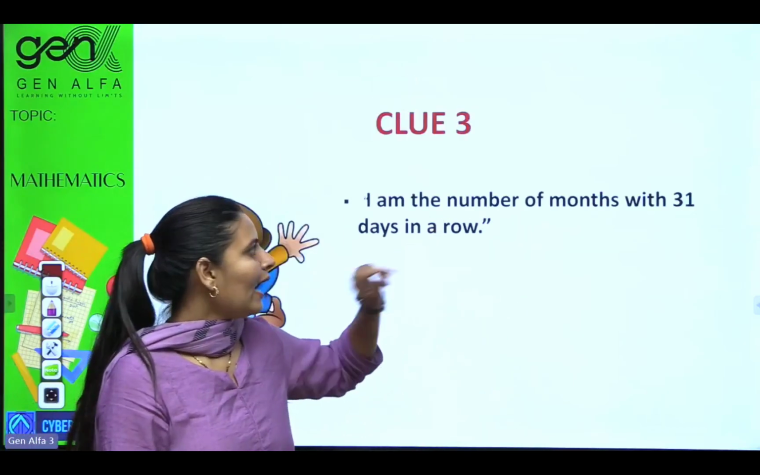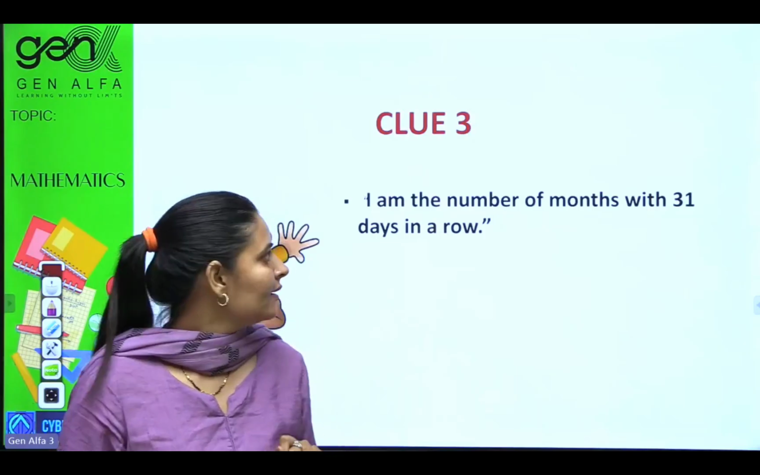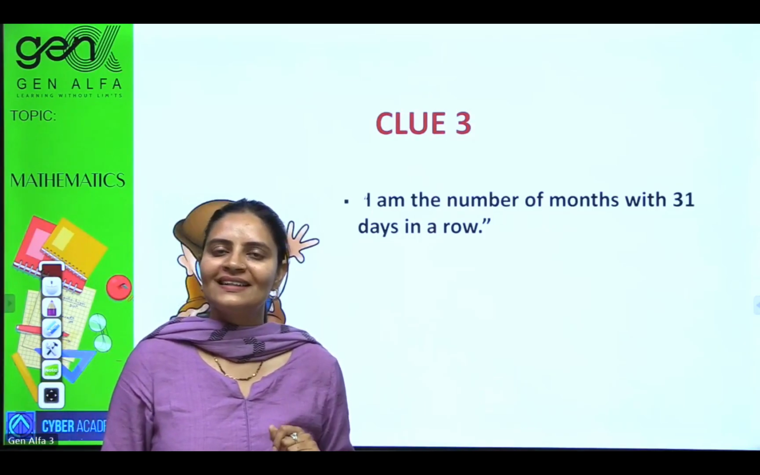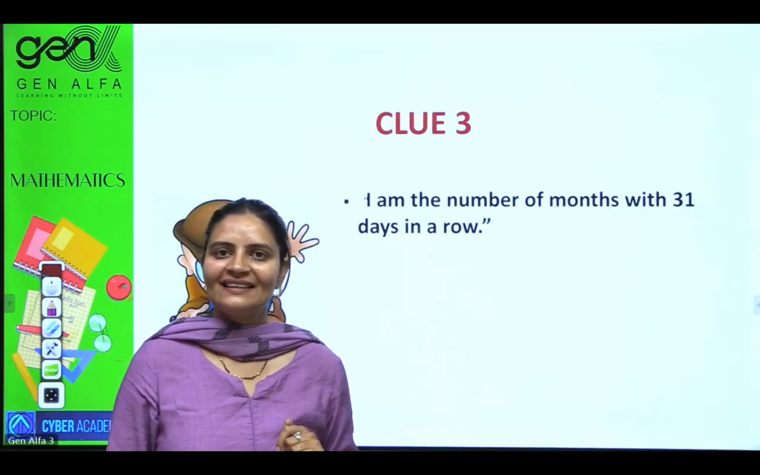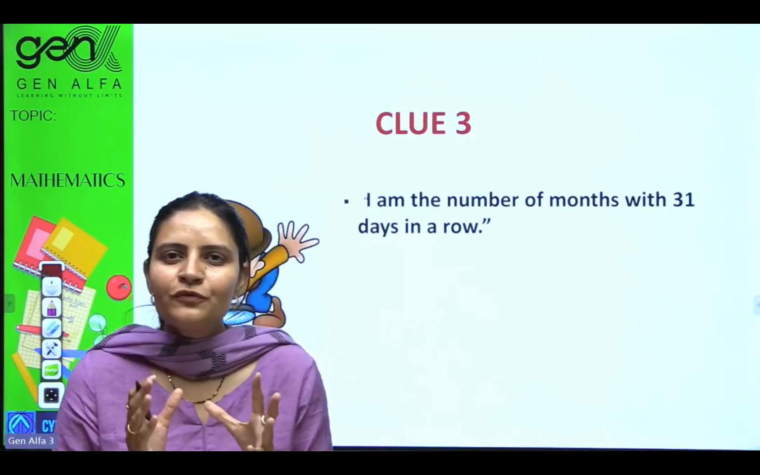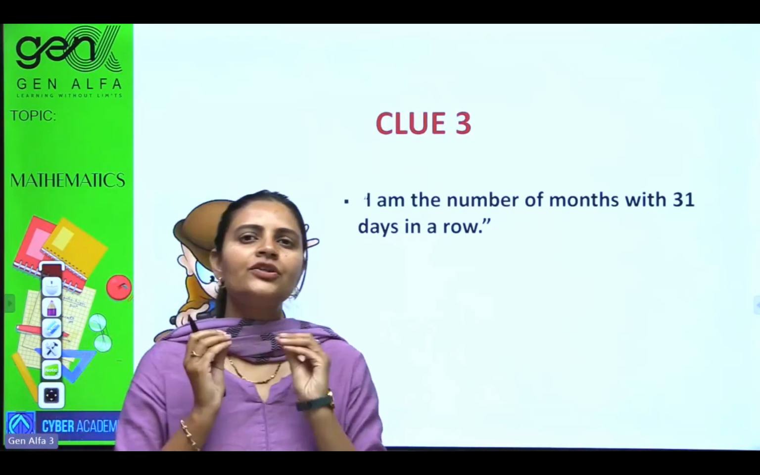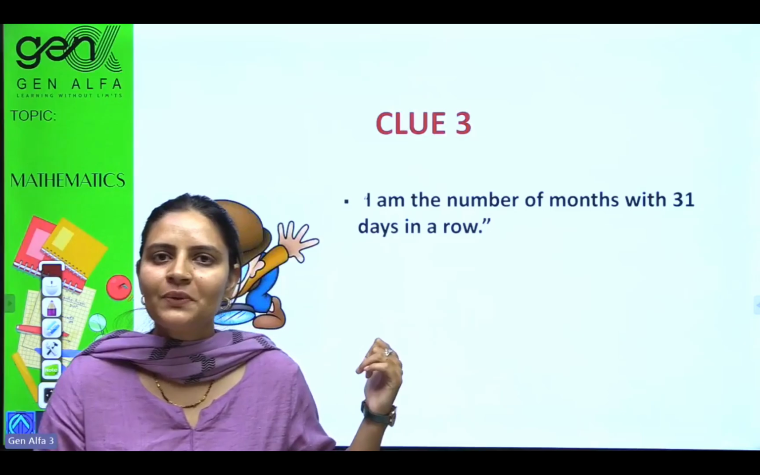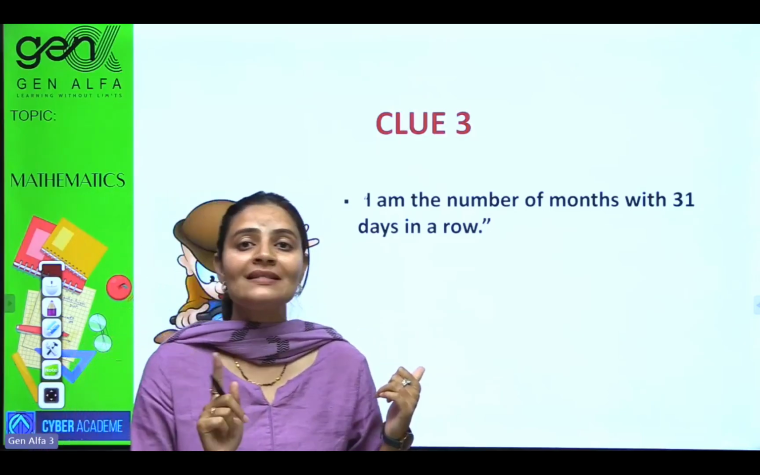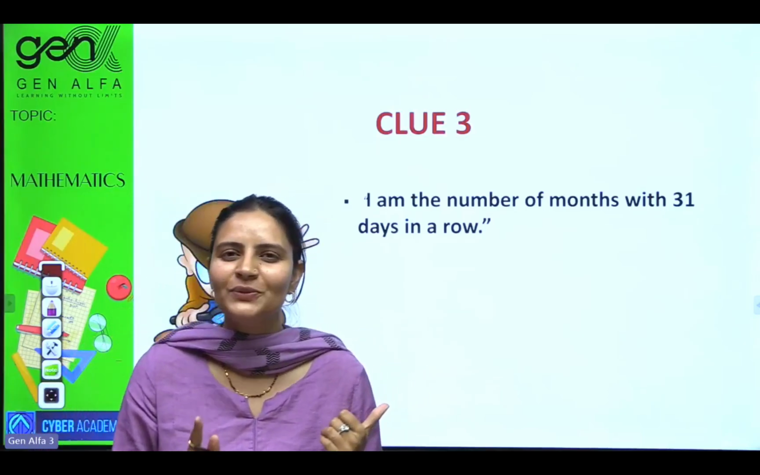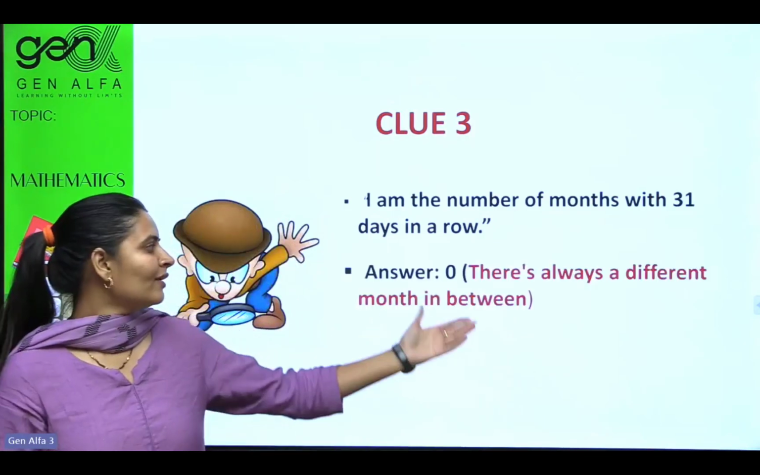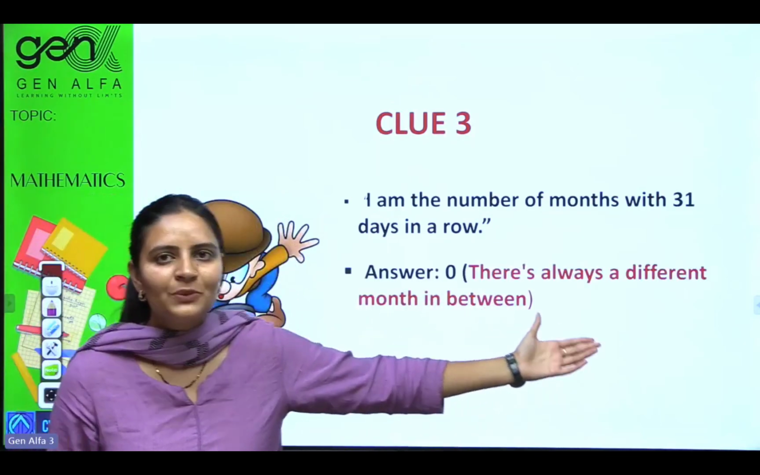I am the number of months with 31 days in a row. Yes, the number of months that have 31 days. There are many, but in a row, in continuation? There are no months having 31 days in continuation. So again, our answer is zero. There is always a different month in between.